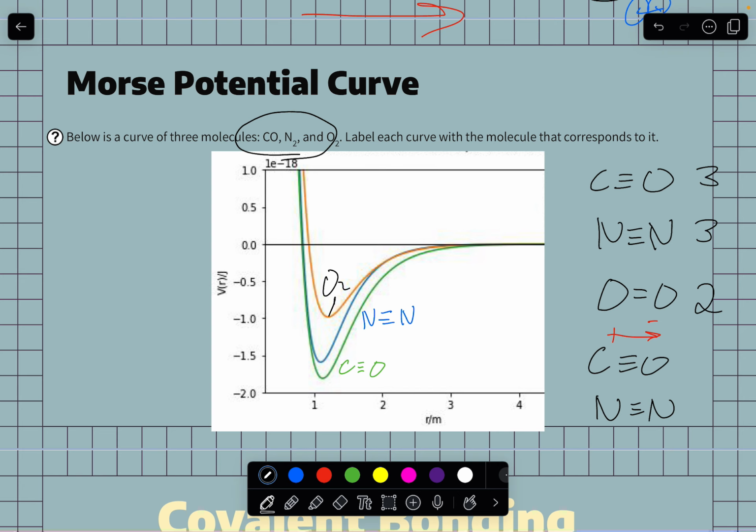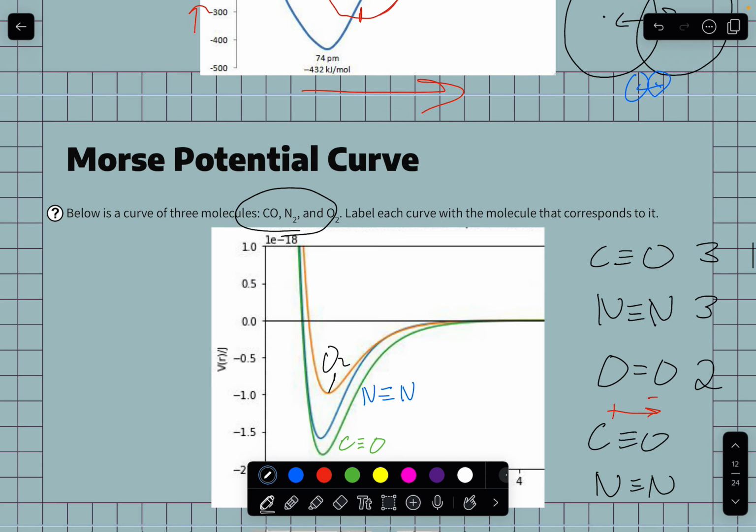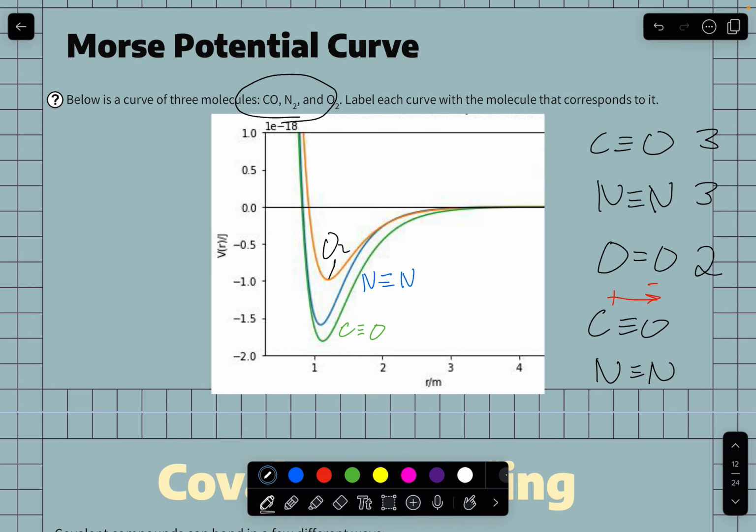So that's how we're going to compare the potential curves. We're going to compare them based on size and distance, like we do for H2 and Cl2. We're also going to compare them based on strength of the bonds.